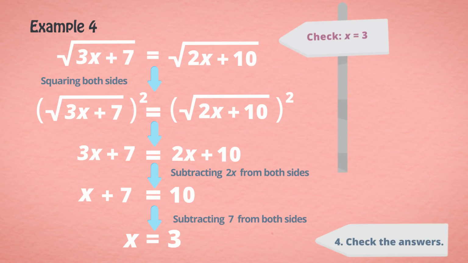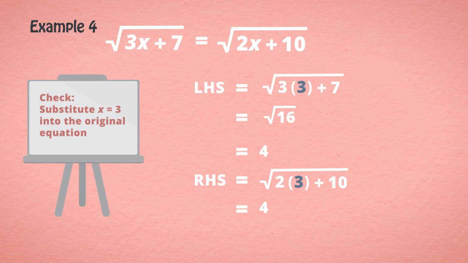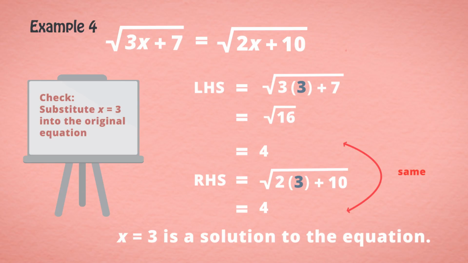Again, let's check the answer. Substituting x equals 3 gives us the same value, 4, on both sides of the equation. Hence, this is a solution to the equation.